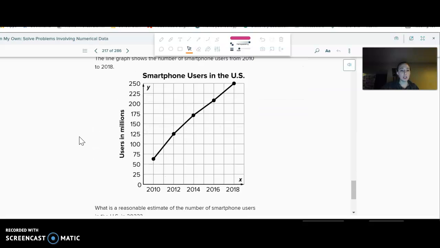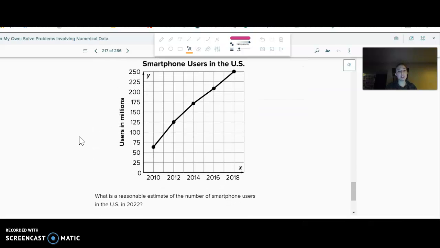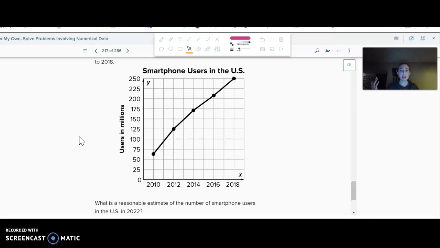And last question. What is a reasonable estimate of the number of smartphone users in the U.S. in 2022? All right, hope you got it. Definitely has to be bigger than 250, right? There's no reason to think that it would go back down.